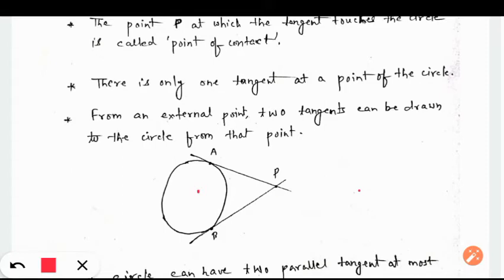So if a point lies outside the circle, two tangents can be drawn. If a point lies on the circle, suppose here is point P, then one tangent can be drawn. But if a point lies inside the circle, no tangent can be drawn.